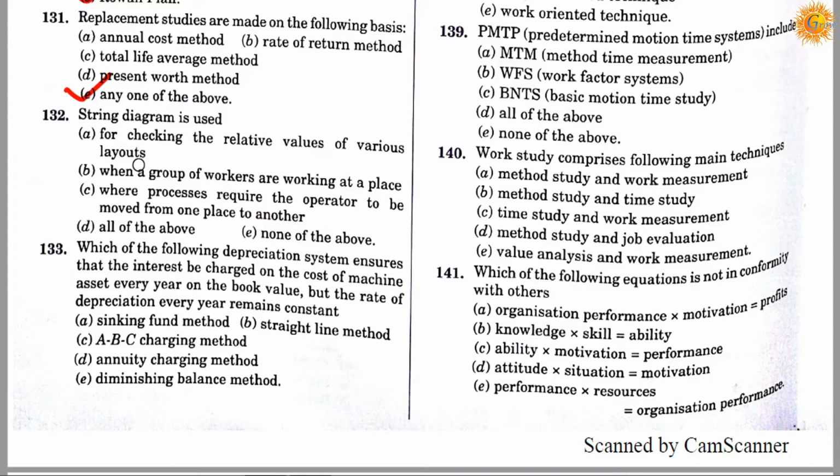Question number 132. A string diagram is used in option A for checking the relative values of the various layouts, option B when a group of workers are working at a place, option C where processes require the operator to be moved from one place to another, option D all of the above, and option E none of the above. So correct answer is D. It will be all of the above. It means string diagram can be used for checking the relative values of the various layouts. It may be used when a group of workers are working at a place, and may be used where the processes require the operator to be moved from one place to another.